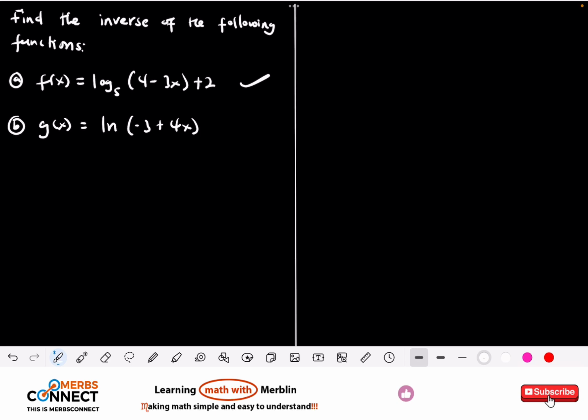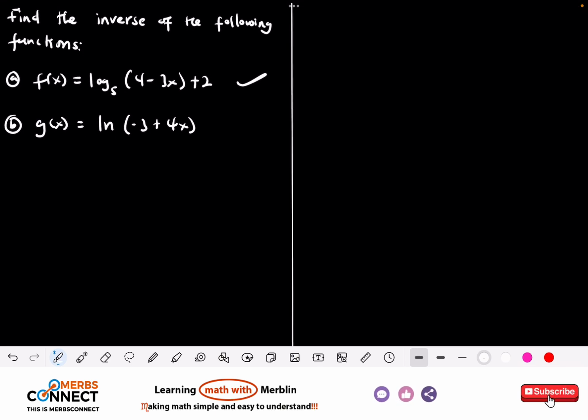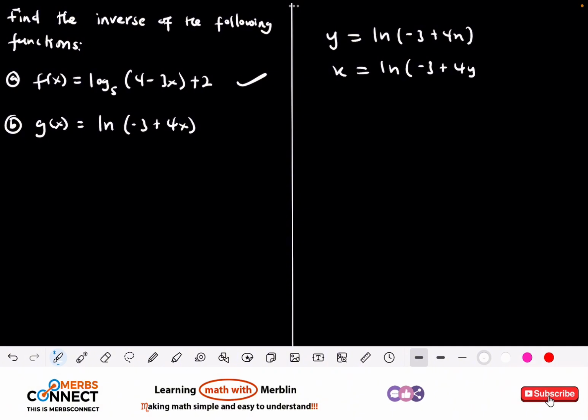Okay, so b, let's go through the process. You can pause the video to try. y is equal to ln of negative 3 plus 4x, right? Then we need to interchange x and y. So x is equal to ln of negative 3 plus 4y.